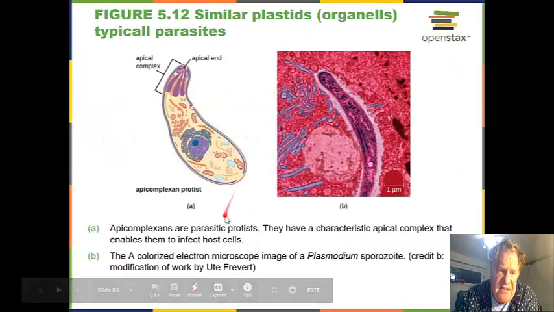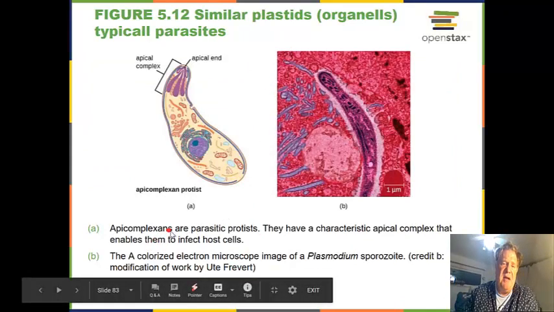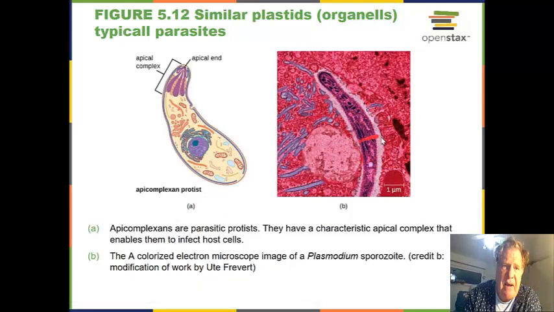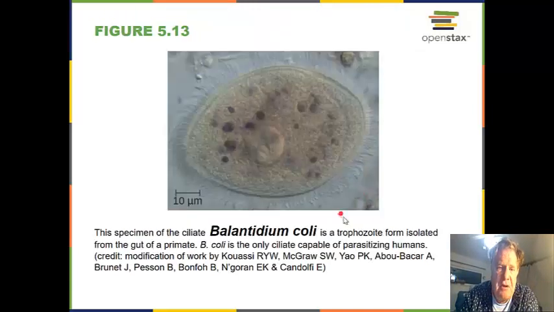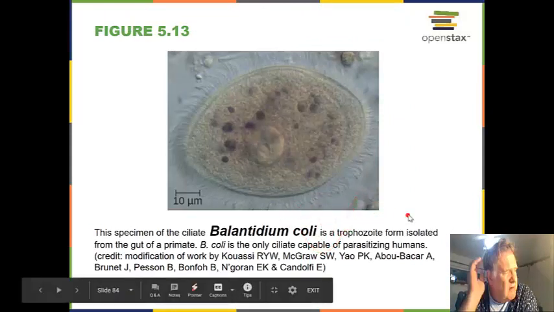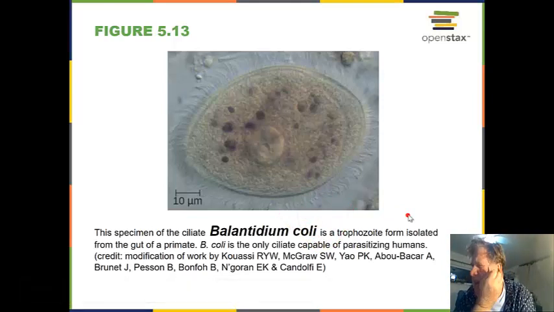The plastids, Apicomplexans, which again, here you may recognize the same micrograph. This is the parasite that causes malaria, which is pretty good to know. Balantidium, again, a lot of these organisms basically cause fever, feeling weak, and diarrhea, and they cause a lot of the same things.